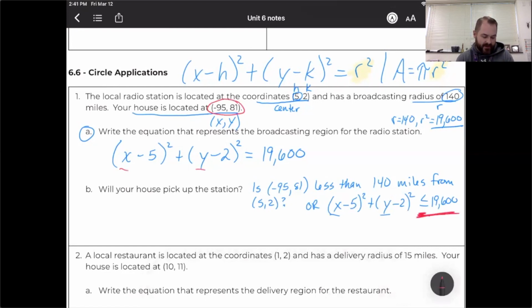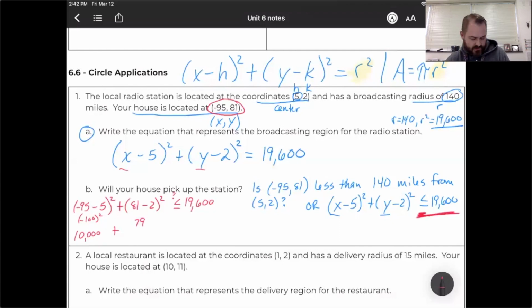We're going to plug in our x as negative 95. We still have minus 5 for the h, squared. And for y, we're going to use 81 minus 2, squared. Is that actually less than or equal to 19,600? I put a little question mark there because I don't know yet. I have to do the work. Negative 95 minus 5 is negative 100, not negative 90. Negative 100 squared gives me a positive 10,000. 81 minus 2 is 79, and 79 squared is 6,241. When I add those together, I get 16,241, which is less than 19,600. So yes, it's less than or equal to 19,600. The answer is yes, your house is located in the broadcast region.